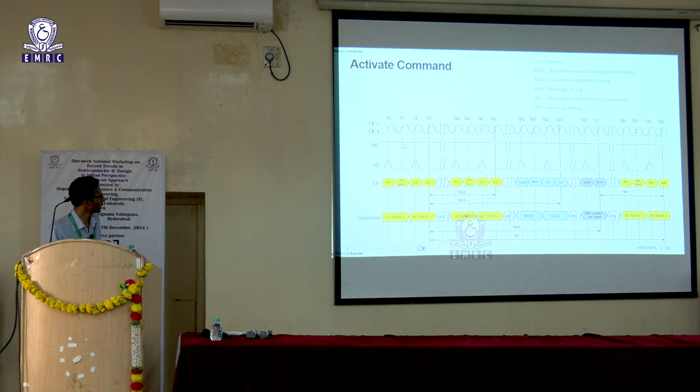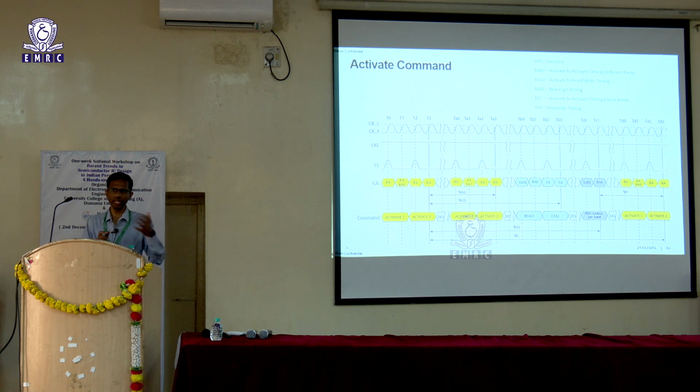So, this is your clock cycles. The row address, if it's a big chip, 8 gig or 16 gig, you might need 12 bits or 13 bits of row address being transferred. And as I said, we just have 6 bits of command address that are available. So, you will not be able to transfer the entire row address in one cycle. So, you need multiple cycles, and that is what is shown here.